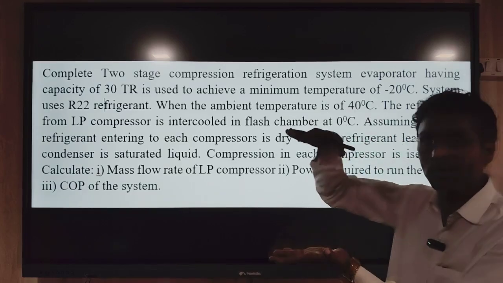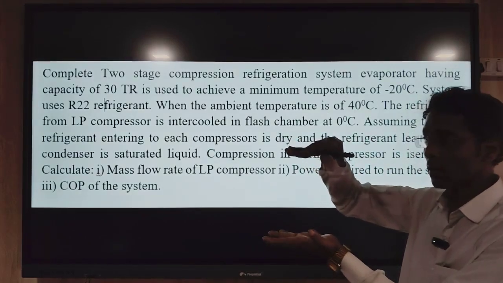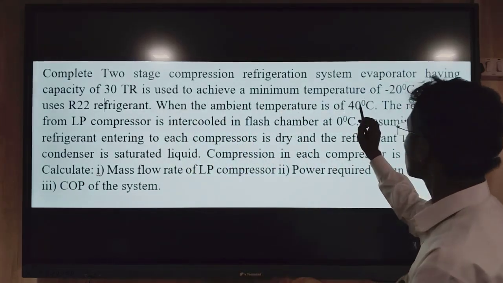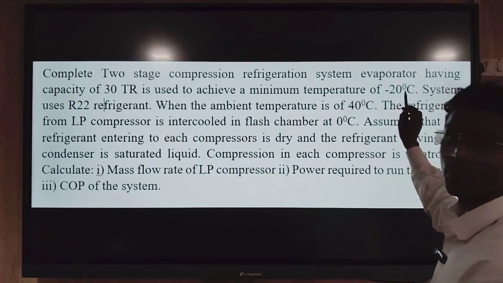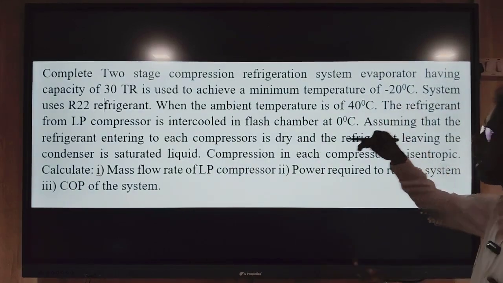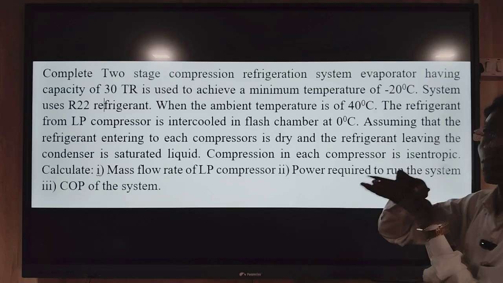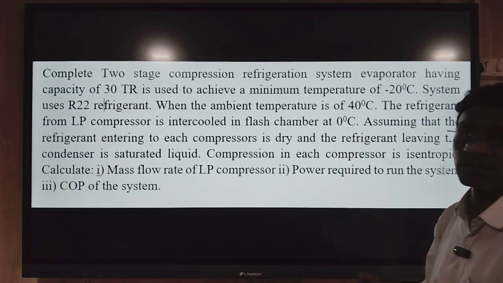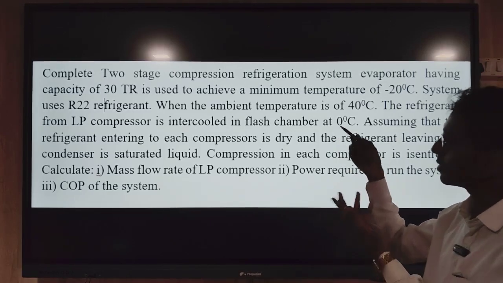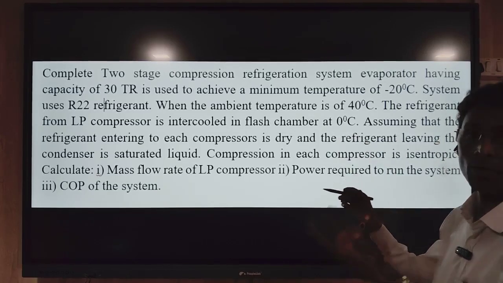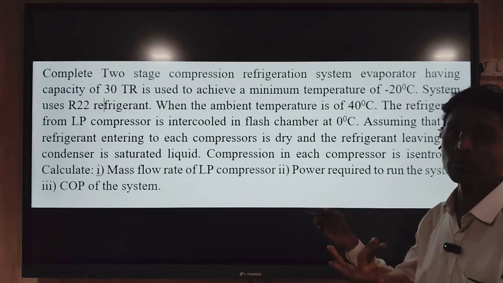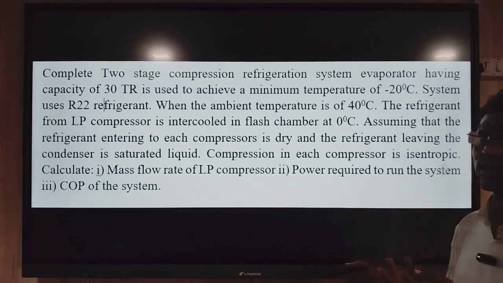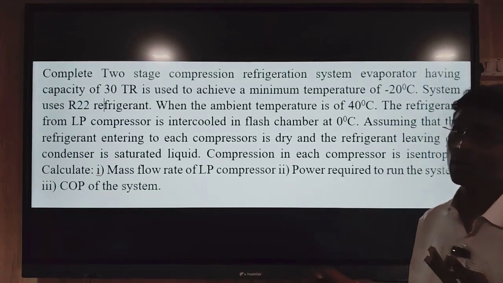So there will be three temperature lines in the pH diagram. Higher temperature, condenser temperature, that is 40 degrees Celsius. Lower temperature, evaporator temperature, that is minus 20 degrees Celsius. And the middle line, that is the intermediate pressure line or flash tank, that line will be at 0 degrees Celsius. So in this way there is a difference in this numerical. In earlier numericals, the intermediate pressure value in bar was given. If you see the previous two videos, that is the flash gas removal method and intercooling method numericals.